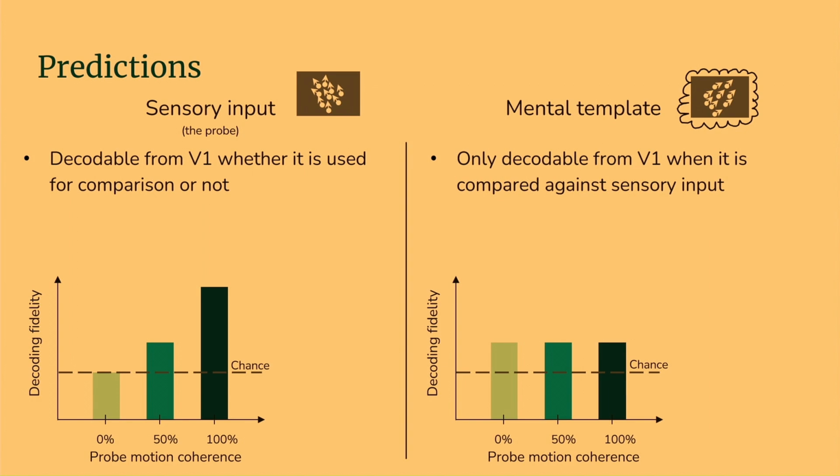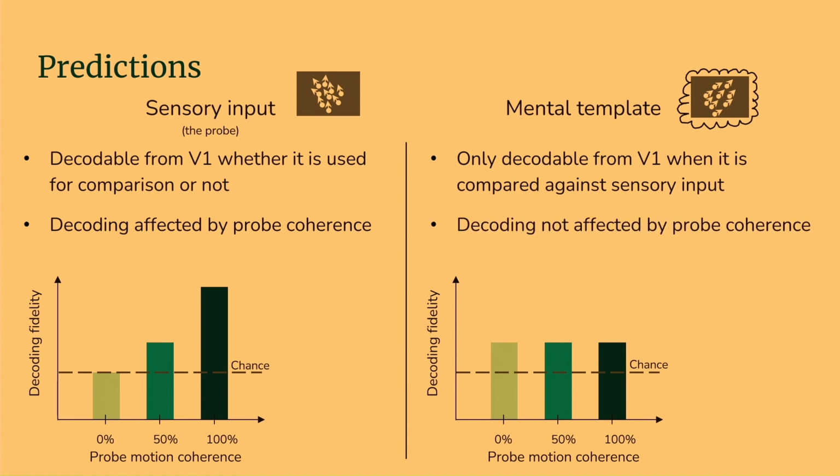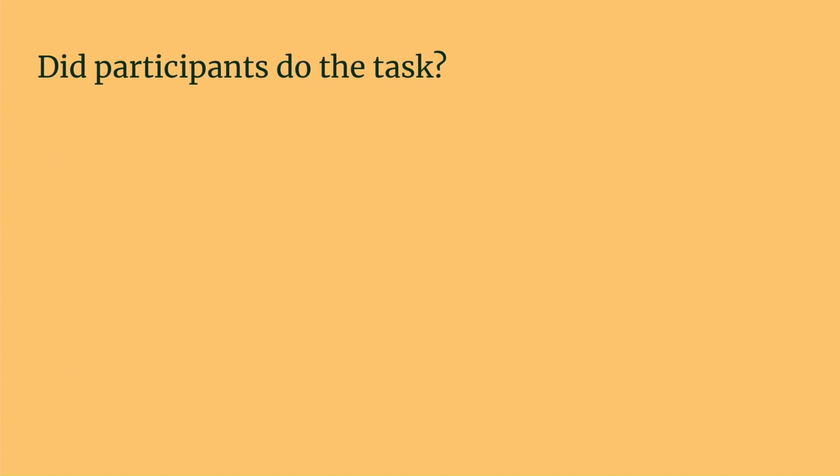On the other hand, if the comparison is what matters for the representation of the mental template, then when it is used for comparisons, it should be represented no matter what it is being compared against. And so we expect that the decoding will be affected by probe coherence for the sensory input, but not for the mental template. Before I show you all the cool results, did my participants do the task?